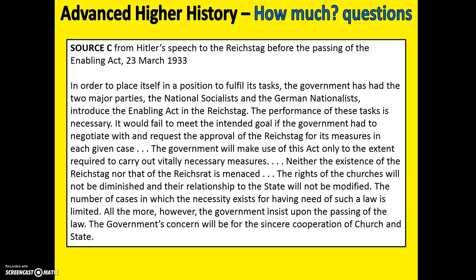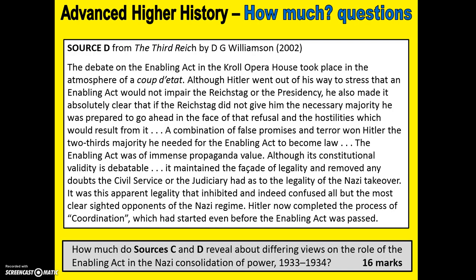Let's look at an example question drawn from the Germany topic. As is obvious, we have 2 sources to look at. In this case, one of them, source C, is from Hitler's speech to the Reichstag. Source D is from the book The Third Reich by D.G. Williamson. And the question asks us how much the 2 sources reveal about the differing views on the role of the Enabling Act in the Nazis consolidating their power between 1933 and 1934.